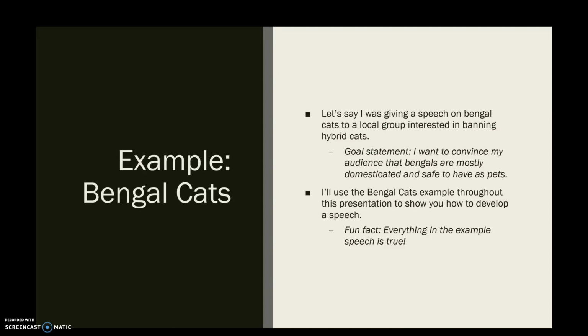And a fun fact, everything in the example speech is true. I actually bred Bengals for almost 20 years. My family did it when I was a kid, and then my ex-husband took over the business. I don't do it anymore, but it was a very interesting time in my life.